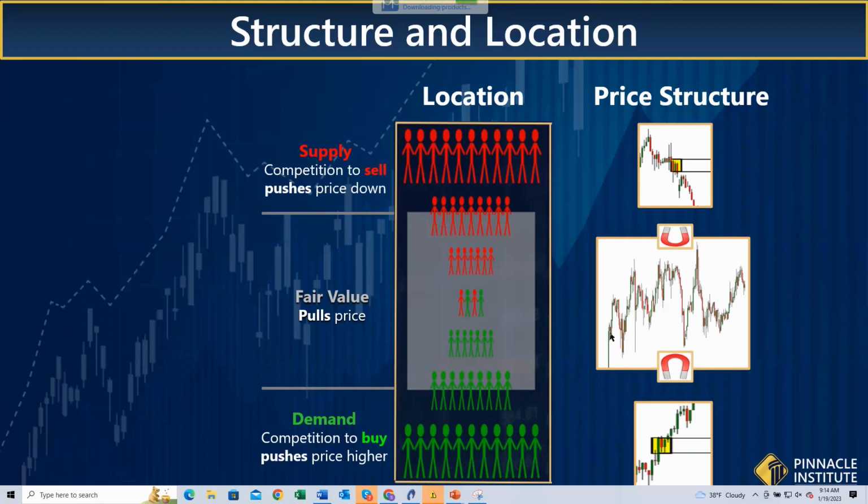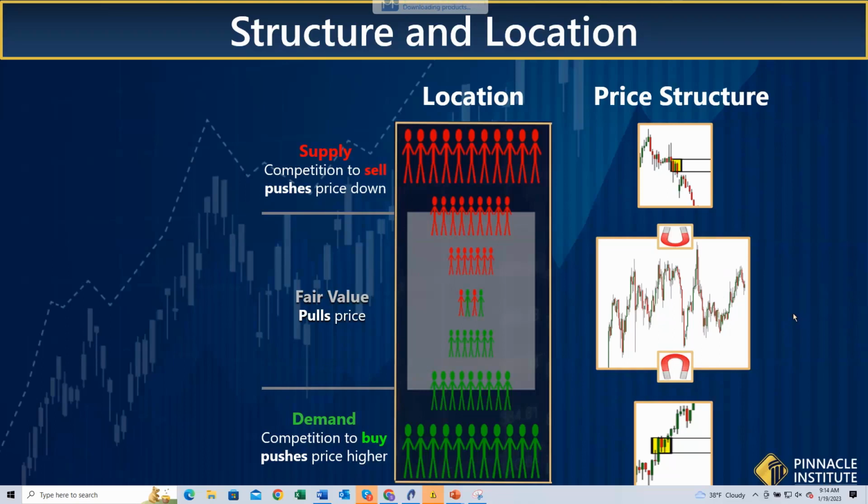What looks like a perfect supply-demand zone, structure-wise, they're great. But price goes right through them. None of them work. Why? Because of location, because they're inside fair value. Does that make sense? Is everybody kind of on board with that, on the same page with that? Everybody understand? We're going to move on.